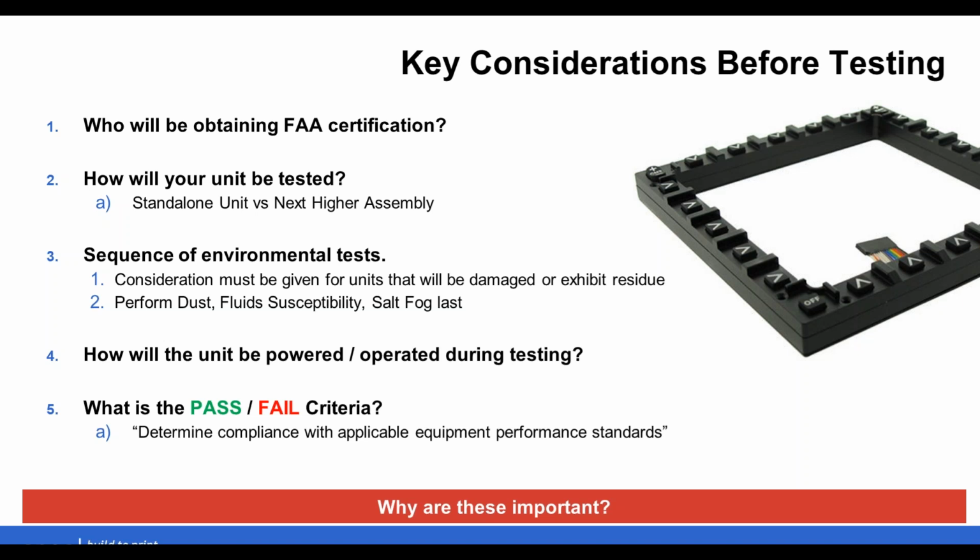Another key consideration is the sequence of environmental tests to be done. So for example, if you have 10 tests that you must perform, you don't necessarily need 10 dedicated units to go through each test. As you people know, some of these units may be expensive, and if you can do multiple tests on one unit, that obviously helps.